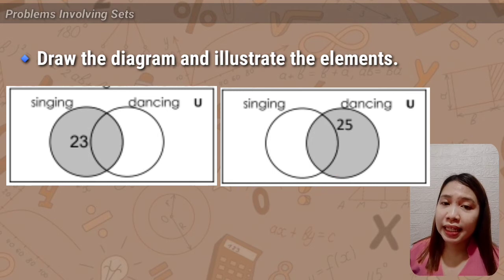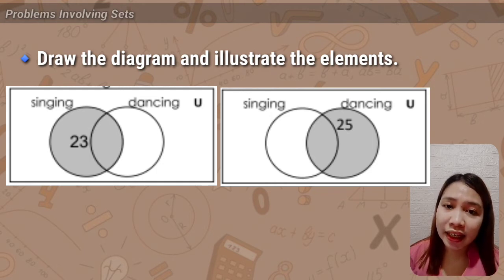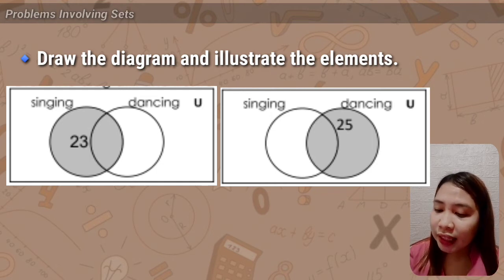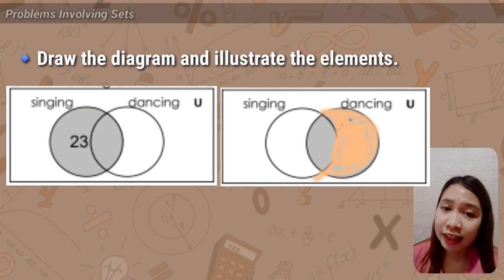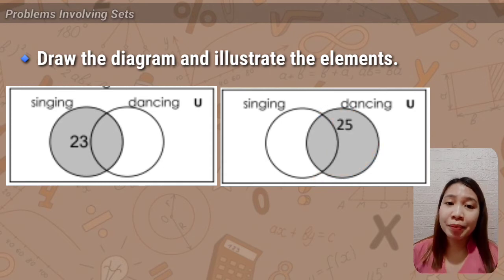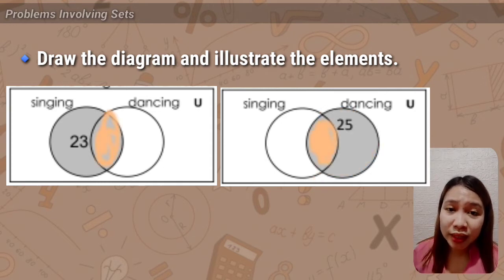By the given dataset, we know the number of the students who love singing and love dancing. But hindi natin alam kung ilan yung estudyante na love lang ay singing, at hindi rin natin alam yung love lang ay dancing. So, ngayon, yun yung hahanapin natin at hahanapin din natin kung ilan ba yung estudyante na parehas gusto yung singing at dancing.